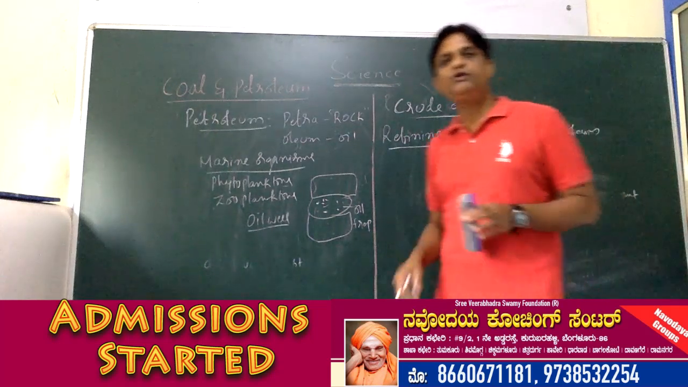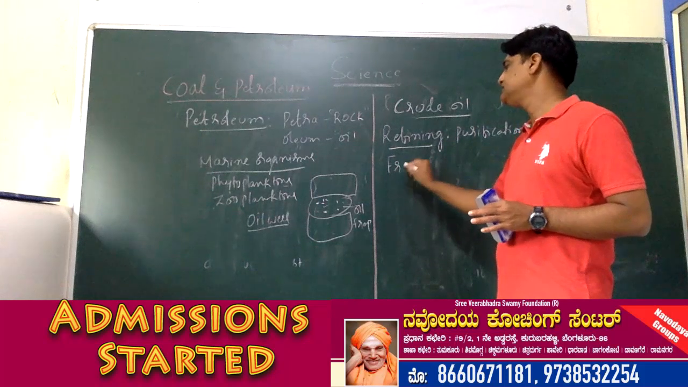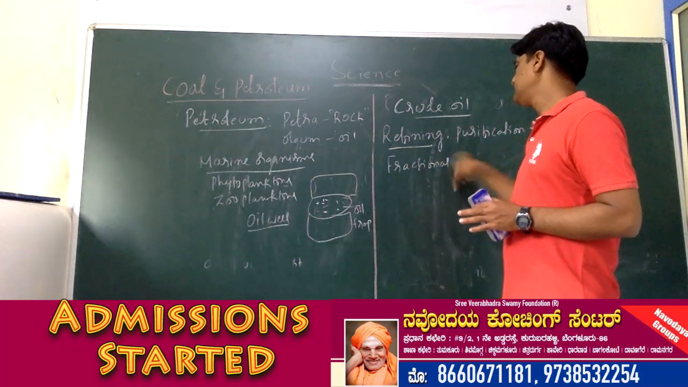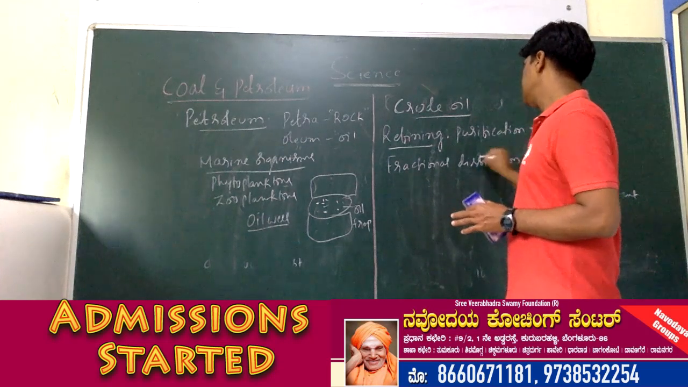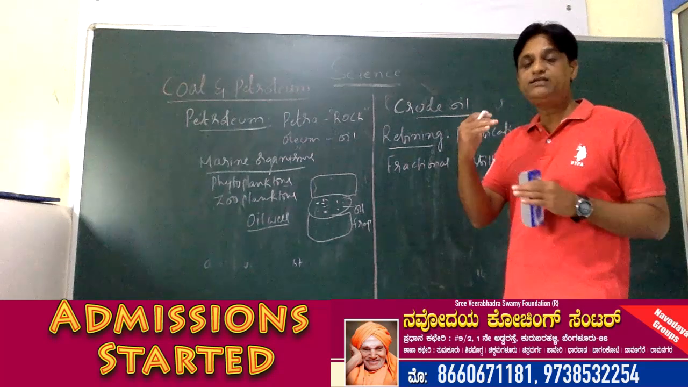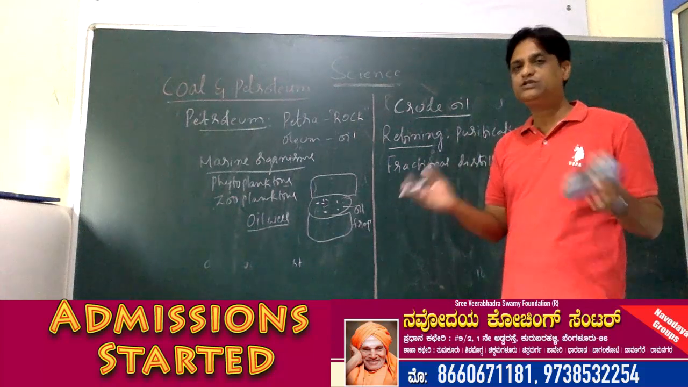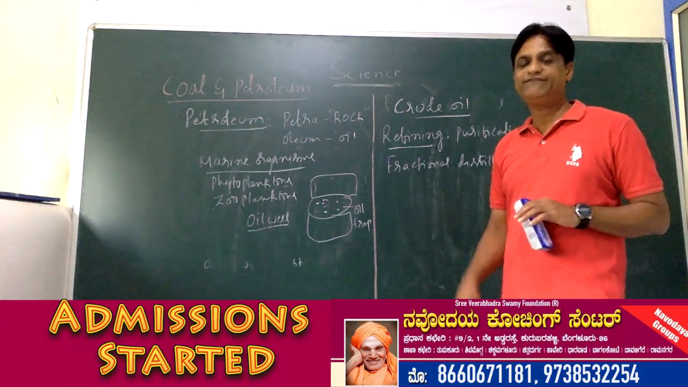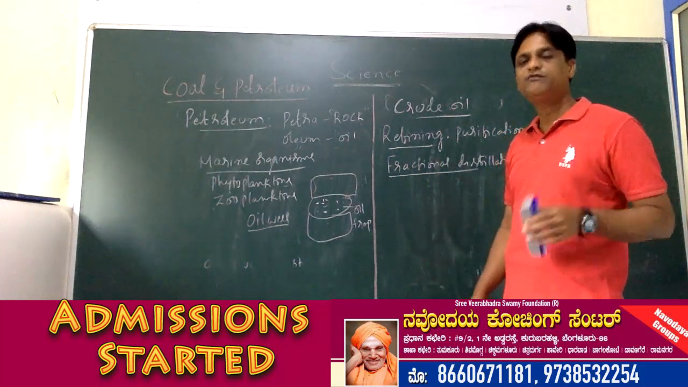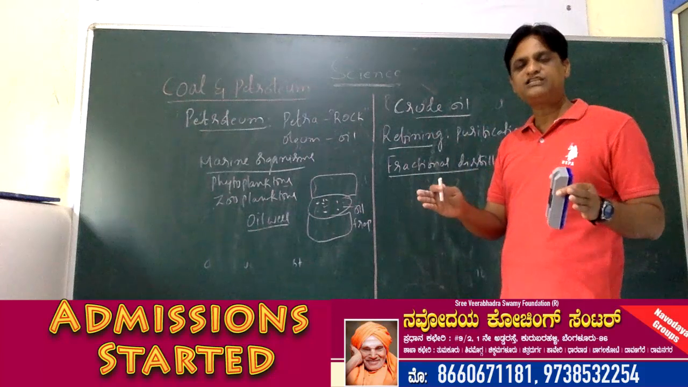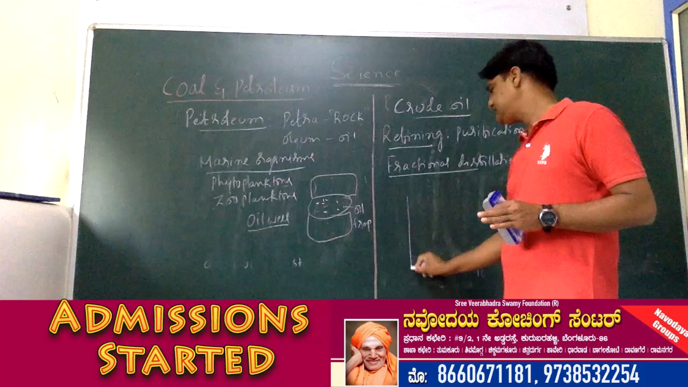Once purification of petroleum completes, they are going to subject that petroleum to fractional distillation. During fractional distillation, we get different components which have different boiling point ranges, and those components can be used for different purposes. Say for example, petroleum is subjected to fractional distillation. Fractional distillation is carried out in a fractionating tower. It will be like this.